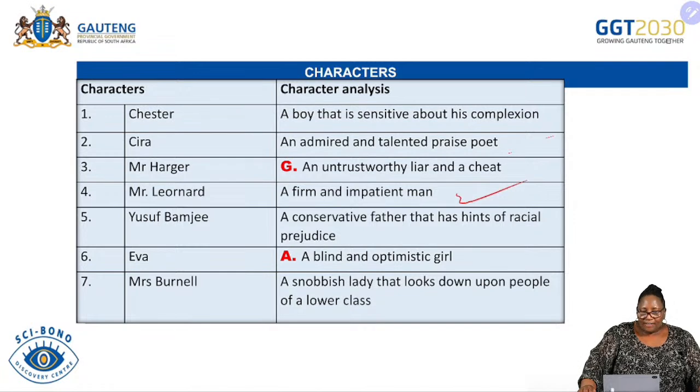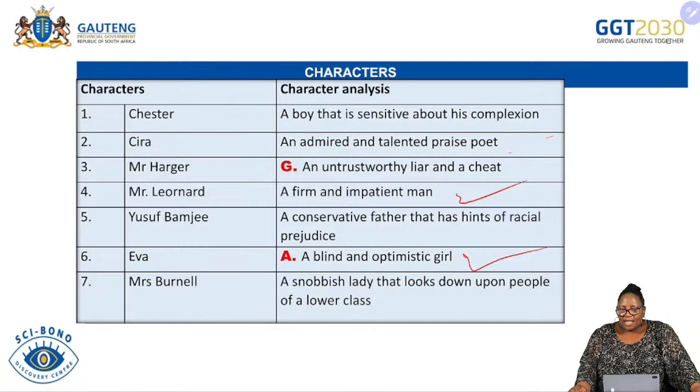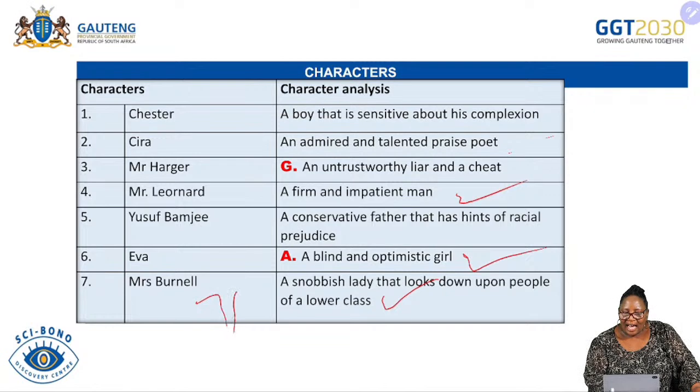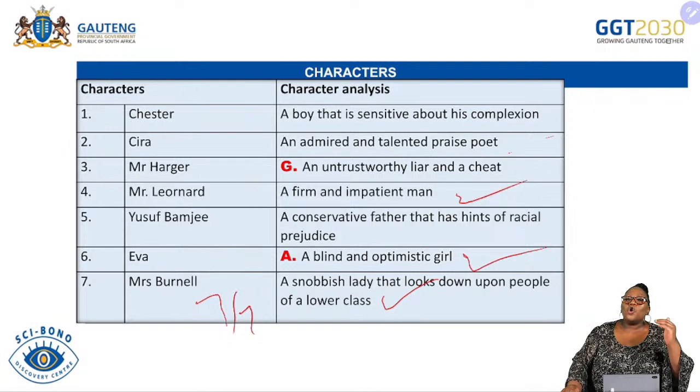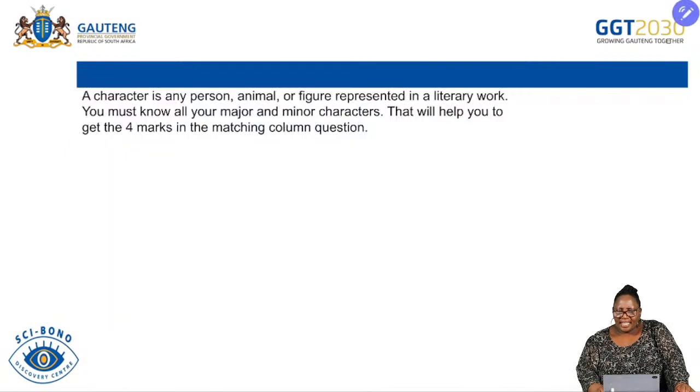And who is our lovely Eva? She is a blind and optimistic girl. Mrs. Bennell. She is a snobbish lady that looks down upon people of a lower class. Yes, you've got 7 out of 7 for that. And that's great going. So you know the different characters in your short stories. Let's do the last part together.